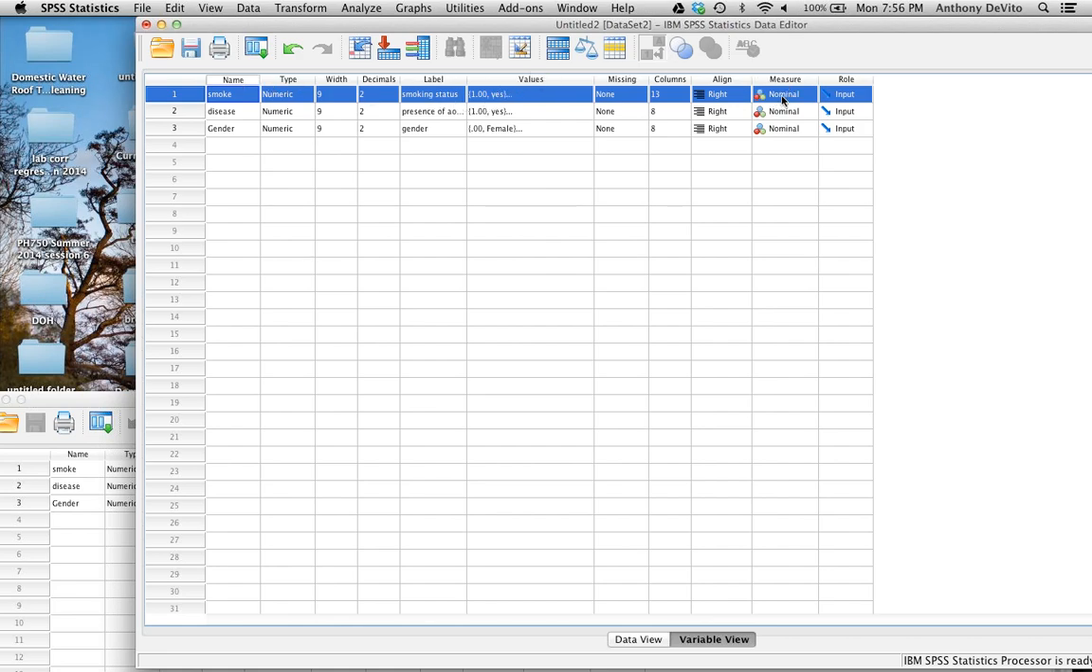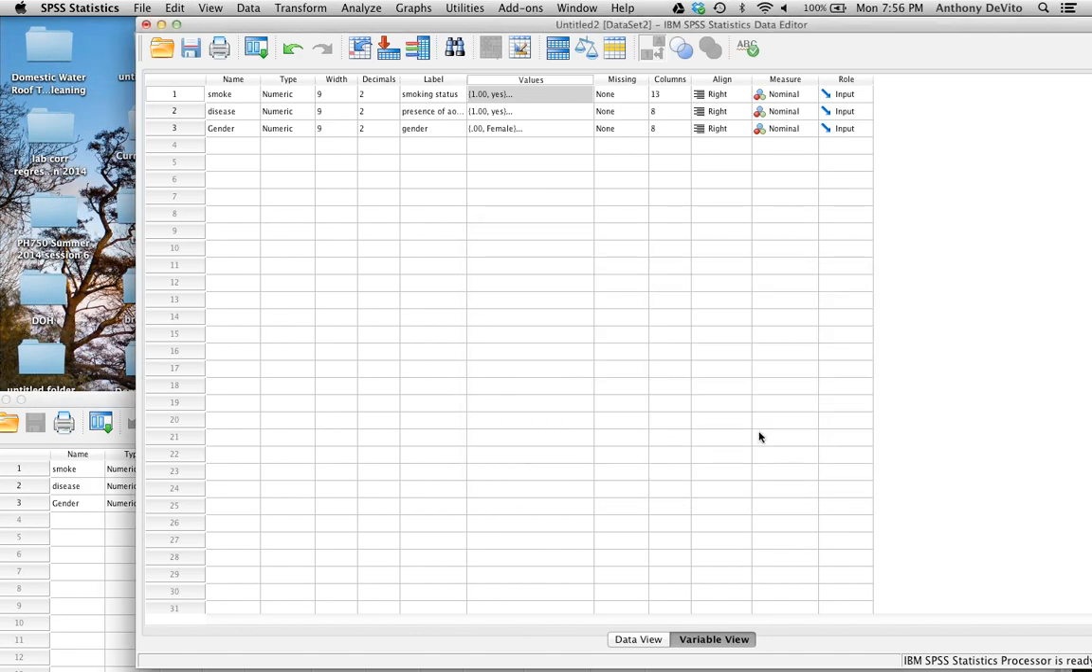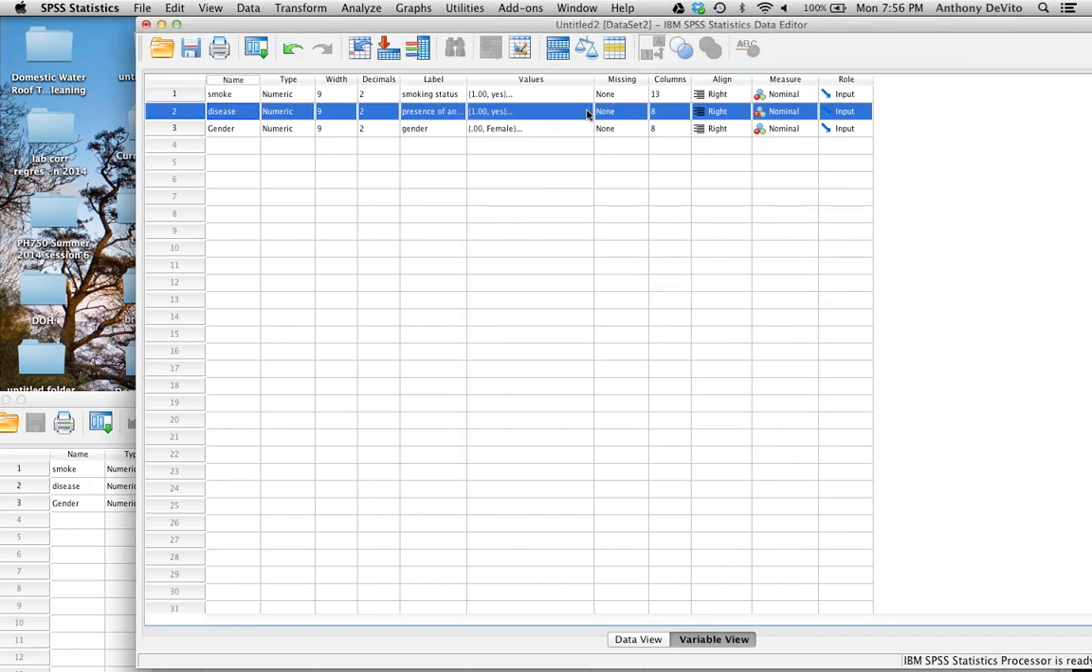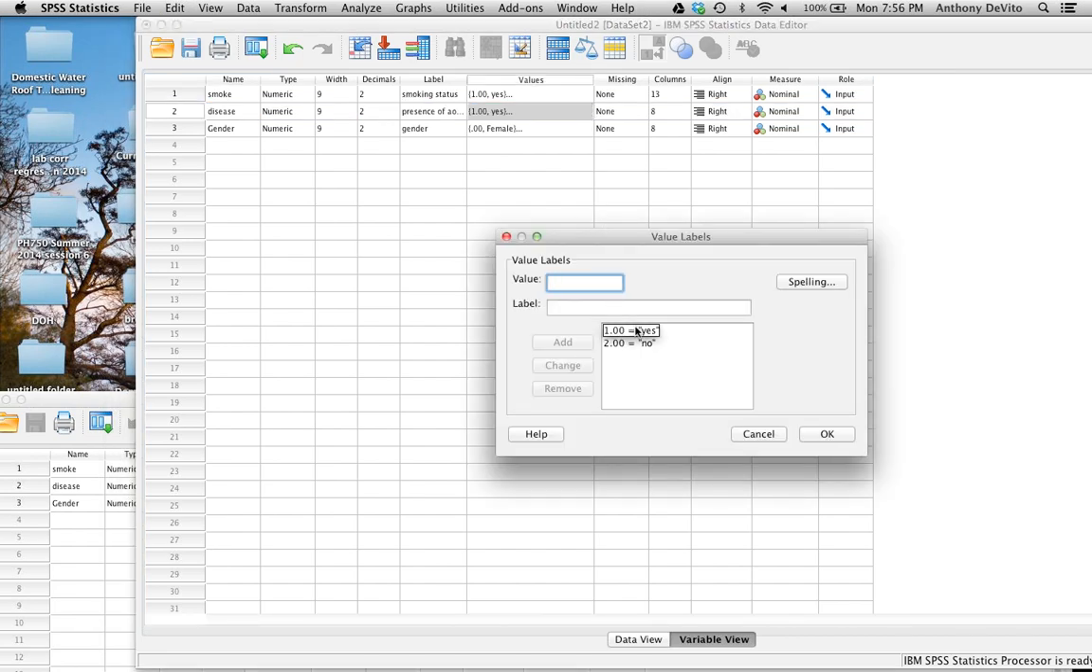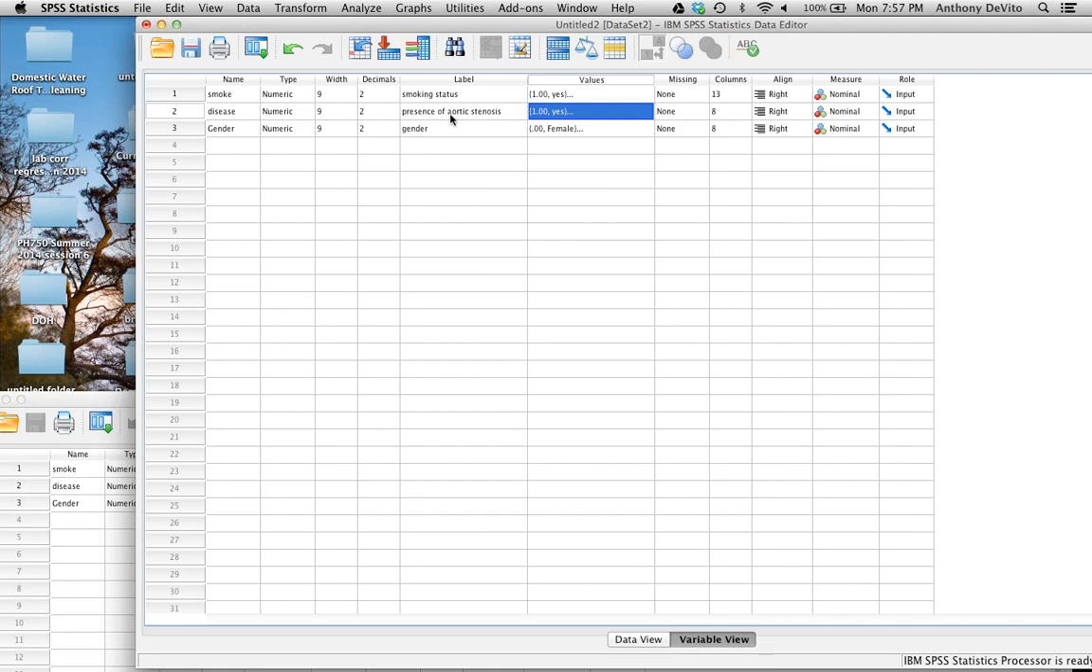It's a nominal or categorical variable. It can take a couple of values. 1 means yes, they're a smoker. 2 means no, they're not a smoker. We wouldn't take an average of that. It's not numerical data, it's nominal data. The disease outcome is either yes, they have stenosis, or no, they don't. The variable name is disease, but the label that's going to show up is presence of aortic stenosis.